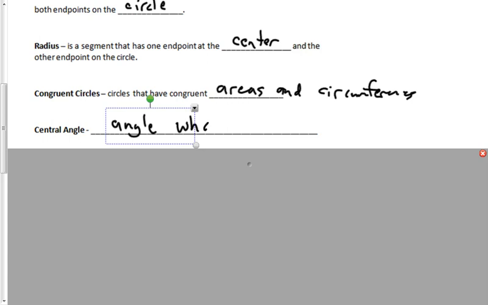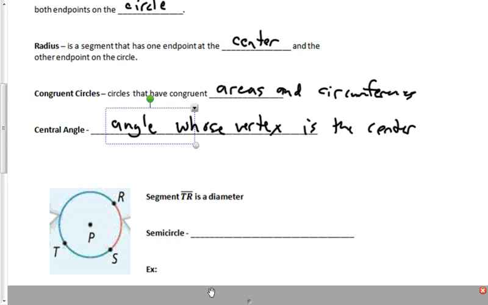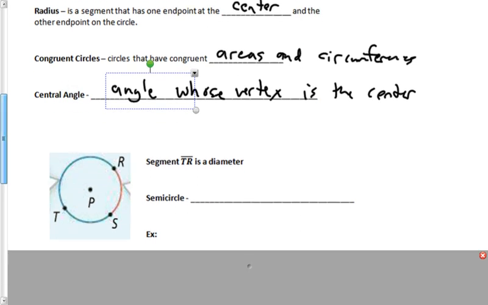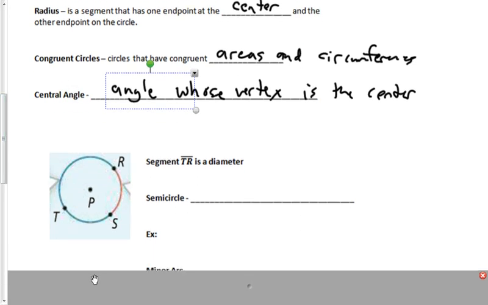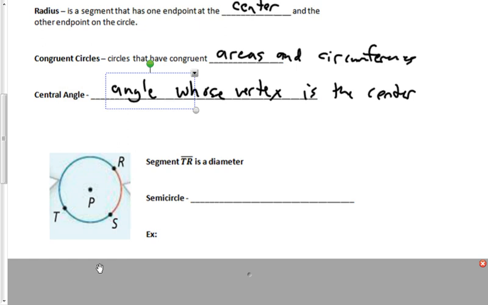A central angle, we talked about, is an angle whose vertex is the center of a circle. So looking at this, a couple other things. Segment TR is the diameter, and a semicircle is half of a circle.